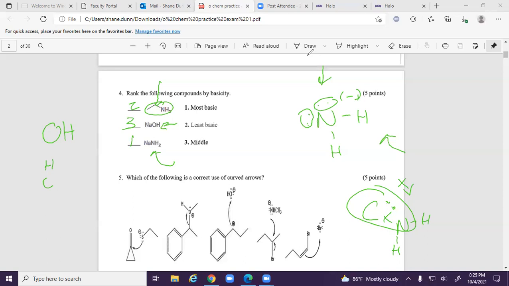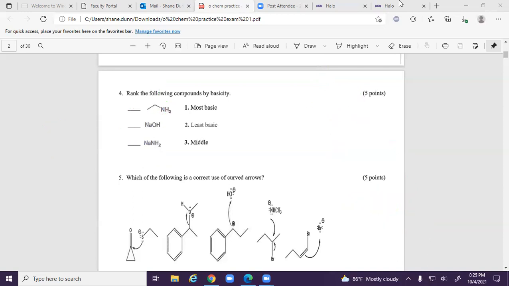Hey, Shane. Can you explain why NaOH is the middle again? Yes. So NaOH, your Chem-115 signals are going off. It's a trick question. It's a trap. General Akbar, right?